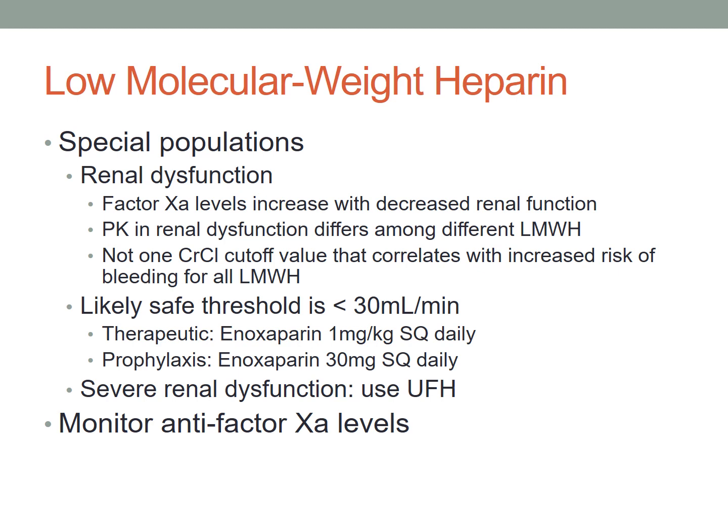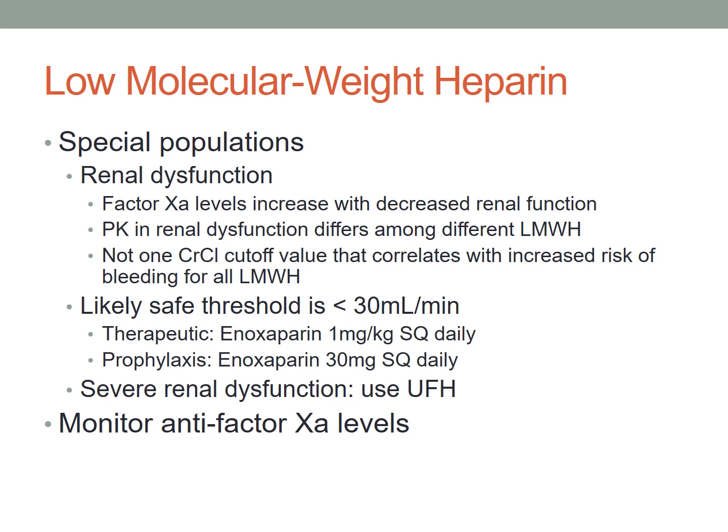Because low molecular weight heparins are renally cleared, factor 10A levels can increase with decreased renal function. So the pharmacokinetics in renal dysfunction differ among the different low molecular weight heparins that are out there, and there's really not one creatinine clearance cutoff value that correlates with increased risk of bleeding for all low molecular weight heparins. So likely a safe threshold is if your patient's creatinine clearance is less than 30, you should decrease the dose.